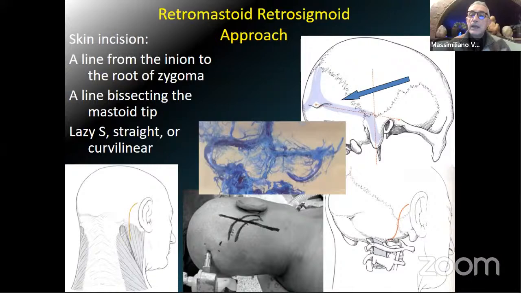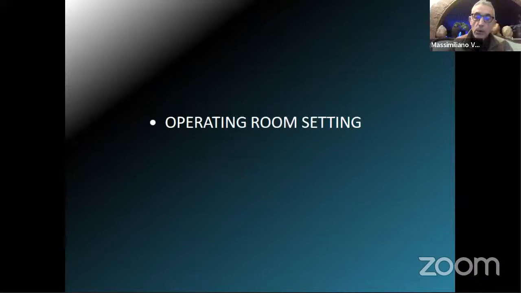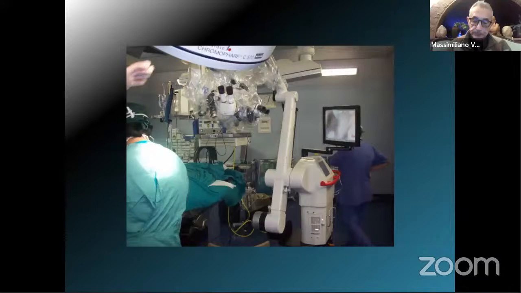In this angle, there is the asterion, and just close to it or on the asterion, we can perform the burr hole, and then enlarge with our trephine and perform a circular craniotomy and not craniectomy, as we were used to do in the past.